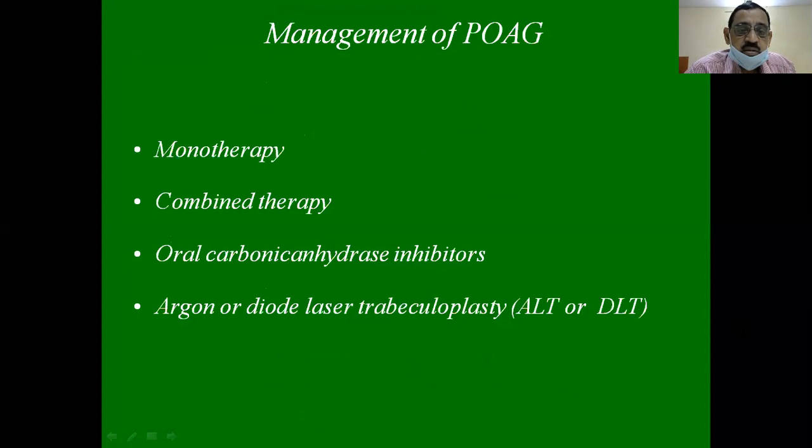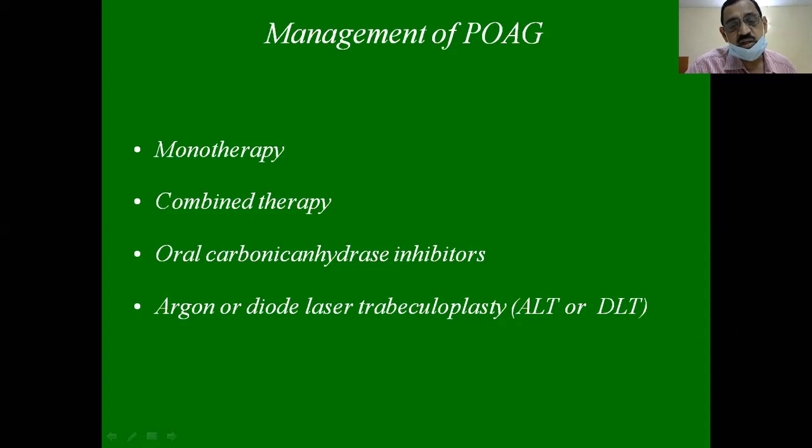So either we give a monotherapy for the individual with a single drug, the intraocular pressure may come normal, or combined therapy. Suppose if one drug is not sufficiently reducing the intraocular pressure, we may combine it with another drug of a different mechanism of action. And carbonic anhydrase inhibitors such as acetazolamide, we can use them when we have an intraocular pressure of more than 40 millimeters of mercury.